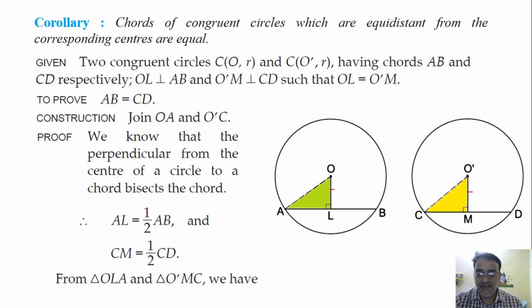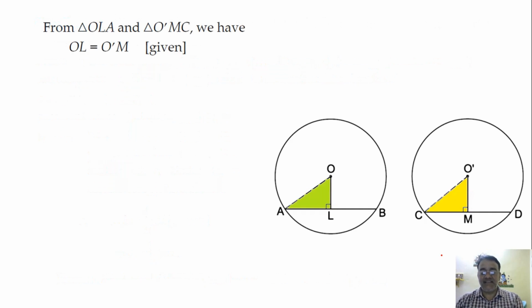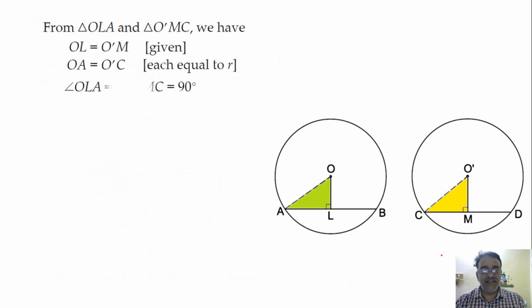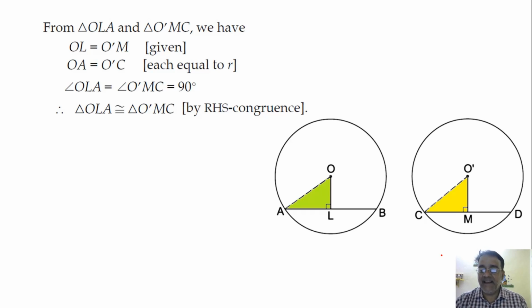How? OL is equal to O dash M, given. OA is equal to O dash C, radii of the congruent circles, and these two angles are each 90 degrees, they are equal. So by the RHS congruence rule, again these two triangles are congruent. So AL is equal to CM by CPCT.